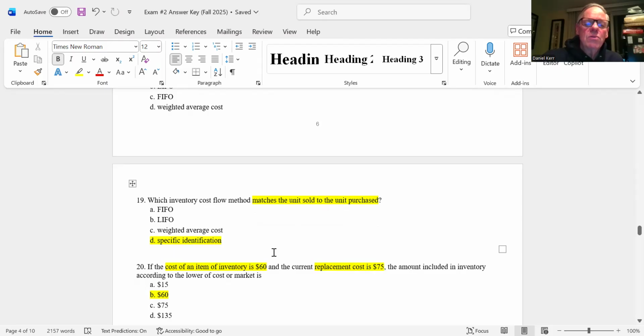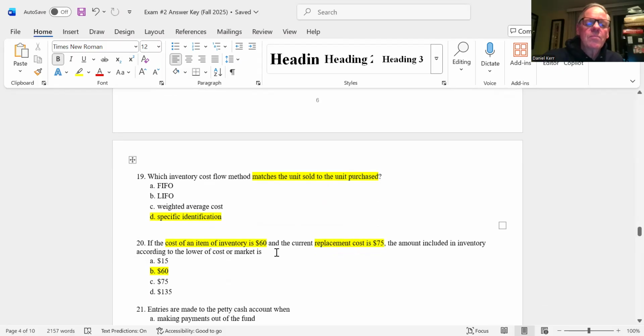FIFO, LIFO, weighted average are all cost flow assumptions. When you do specific identification, you don't have to use a cost flow assumption. You actually match the sales item with the cost of the individual item.